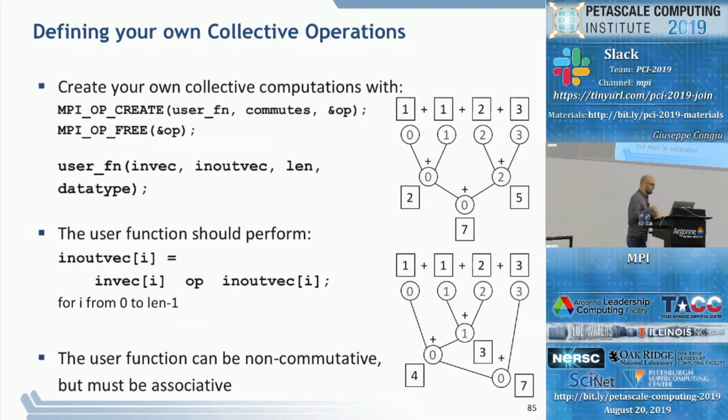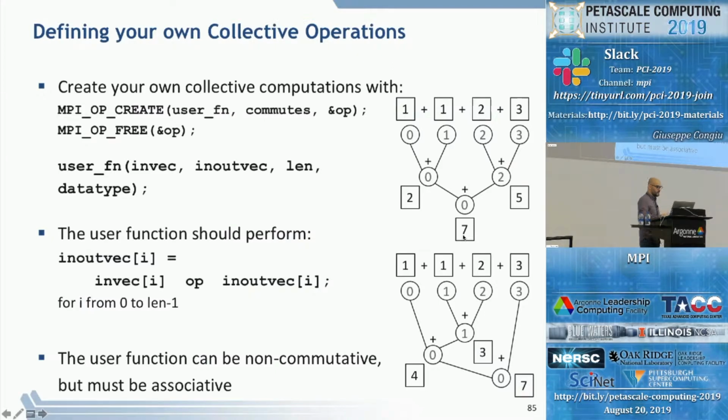The restriction on associative and commutative means that the MPI implementation is allowed to do some optimization under the covers. For example, in this case, if you have four processes, 0, 1, 2, 3, and each of these has some integer element, and you want to MPI reduce these elements into process 0, the MPI library can decide to build a binary tree and associate different elements together, sum them, and eventually you get the final result.